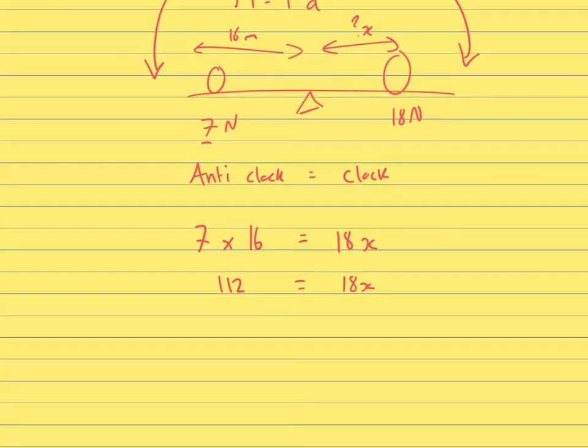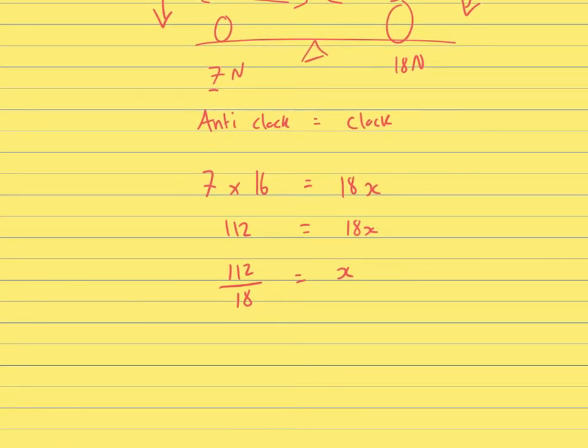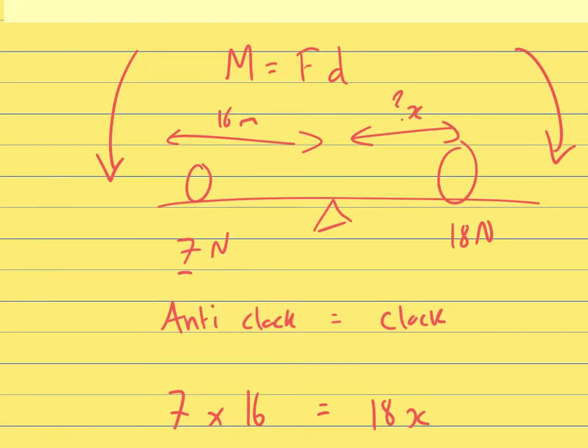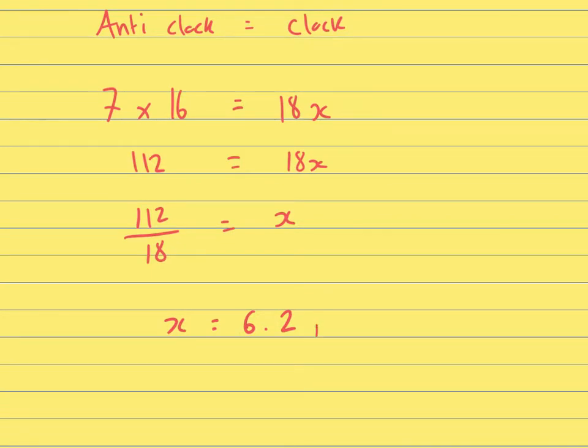And then I need to divide both sides by 18 to get rid of my 18 on this side. So I would get 112 over 18 equals x. And then I would solve, so x equals around about 6.2. What's my units? Well, we're still in meters and we're still in newtons, so it's a Newton meter. So that is a Newton meter. And that's one example then for you.